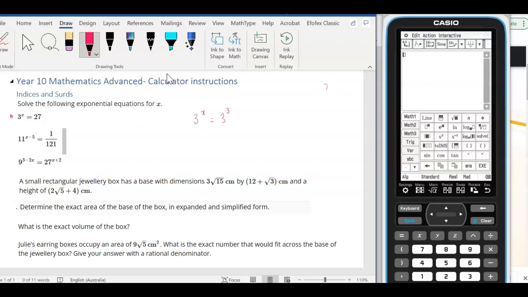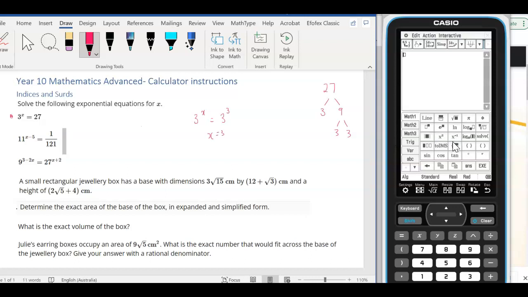Now, if you're ever unsure, just do prime factorization. So split your 27 into factors. A factor pair of 27 is 3 and 9. And then you keep going until you get your prime numbers. You would have done this in year 7, right? Every time I've taught year 7, I've done this. So 3 times 3 times 3 gives you 27, which is 3 cubed. Now that you have the same bases, your powers are equal to each other.